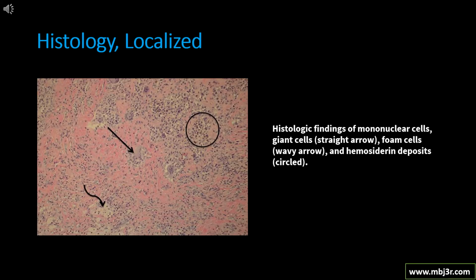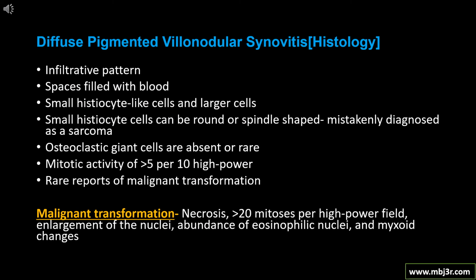Histologically, the localized form shows mononuclear cells, giant cells, foam cells and hemosiderin deposits. Histology of the diffuse form shows an infiltrative pattern. Spaces are filled with blood. There are small histiocyte-like cells and larger cells. The small histiocyte cells can be round or spindle shaped.